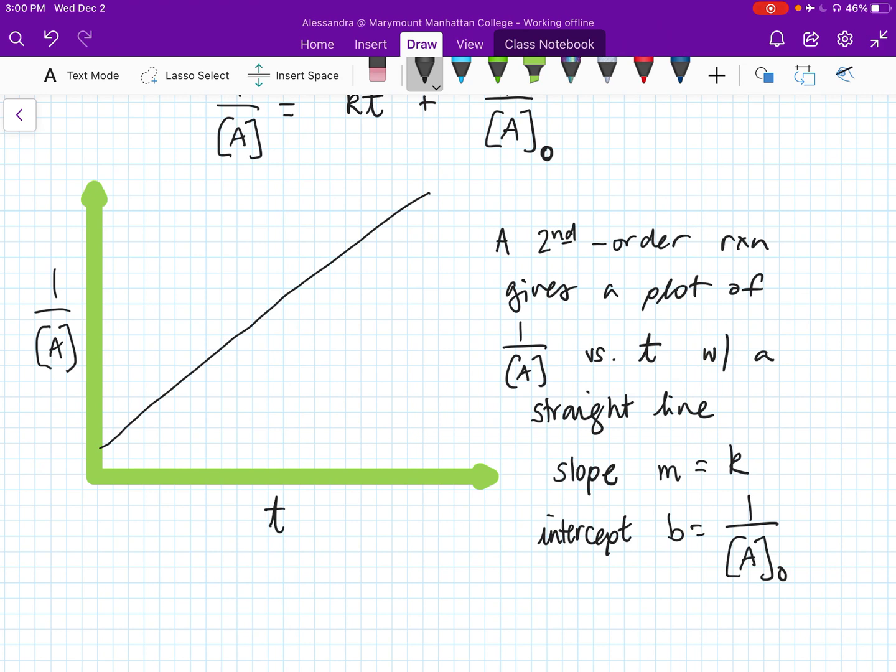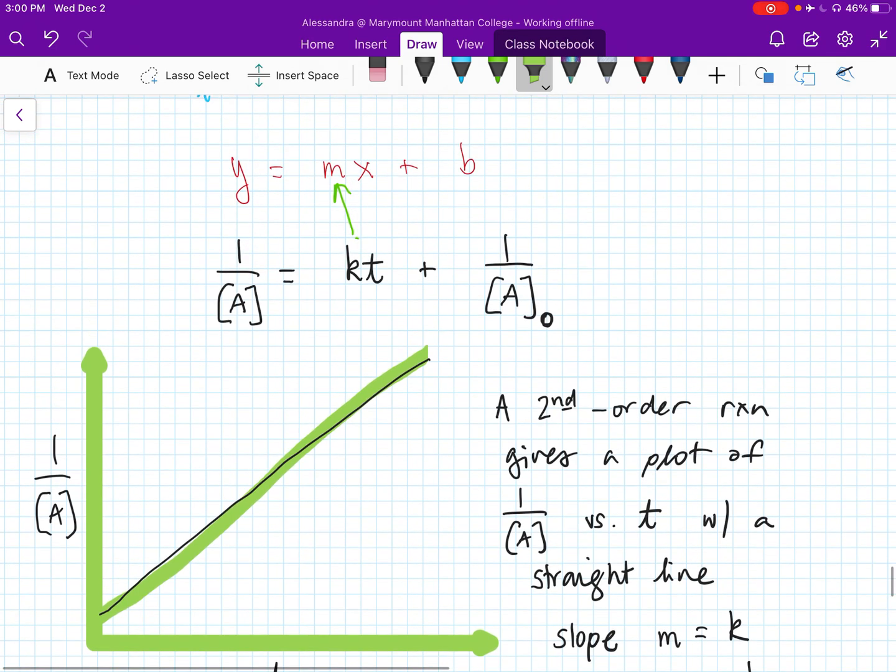What does this graph imply about the concentration of reactant A with time? Well, as time goes on, the reciprocal of the concentration increases, which is like saying that as time goes on, the concentration of the reactant decreases, right? If the concentration of the reactant is decreasing, its reciprocal will increase. So we get a plot with a straight line by plotting the second order equation in this form that we see here.